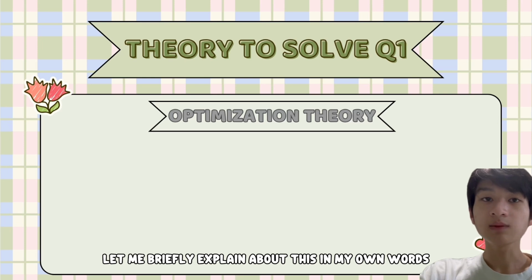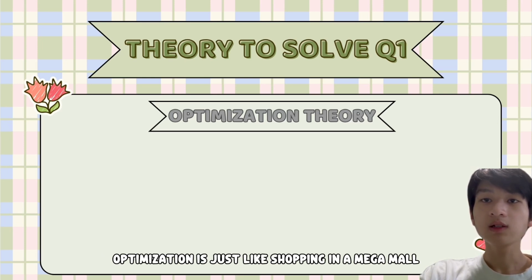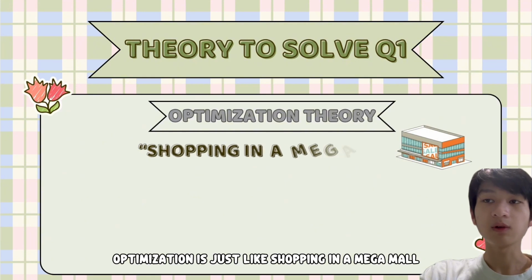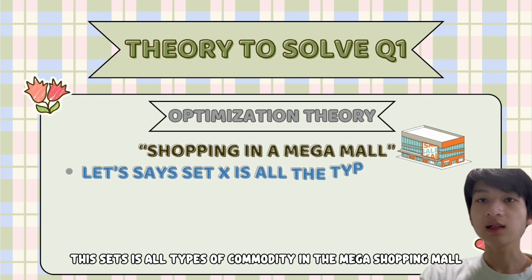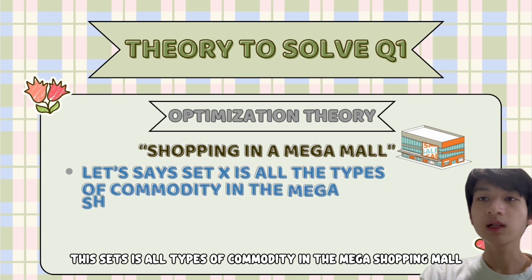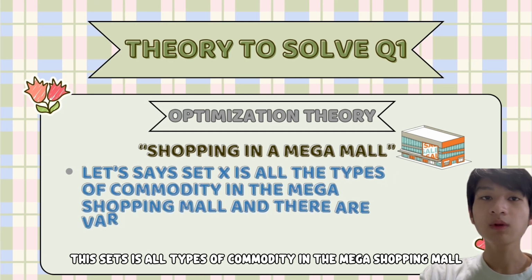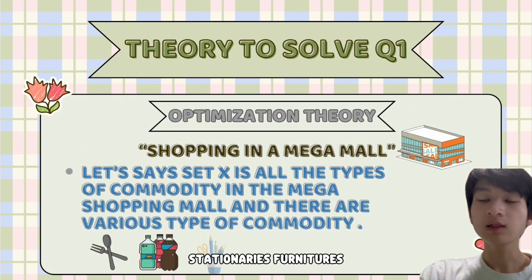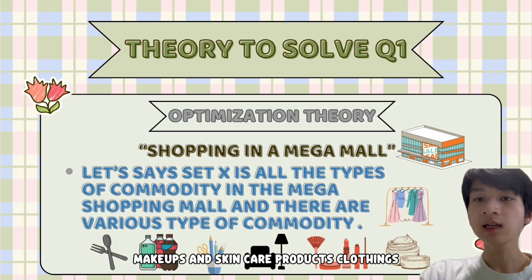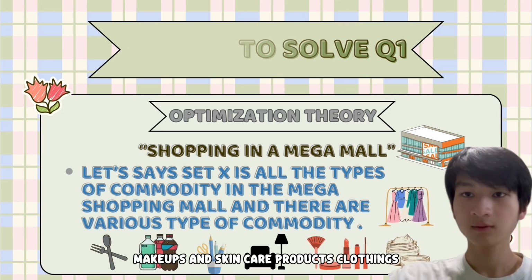Let me briefly explain this. In my own words, optimization is just like shopping in a mega mall. Let's imagine a set X filled with choices. Let's say this set X is all the types of commodities in the mega shopping mall, and there are various types of commodities such as food and beverage, stationery, furniture, makeup and skincare products, clothing.